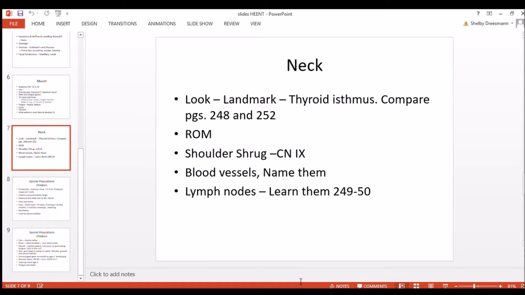Pterygium is when you get some conjunctiva growing over your actual iris and pupil. It can be due to excessive sunlight. It's painless, but it can make it seem like something's in your eye.